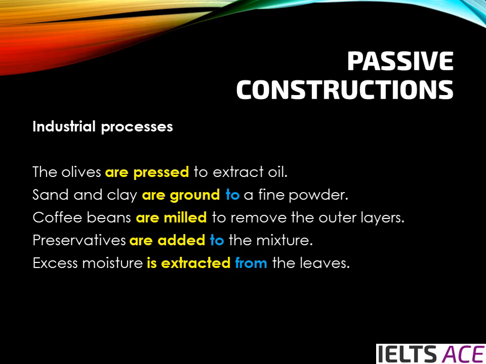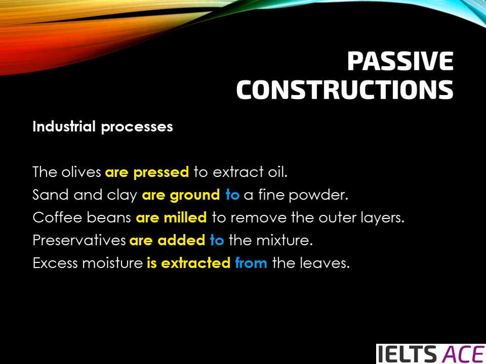Coffee beans are milled to remove the outer layers. So milling is the process of breaking something into smaller parts, usually removing the parts that you don't need. So for coffee beans, they don't need this outer layer, or if you had nuts, then they need to break open the nut and take the bit which people actually eat and remove the outer shell.